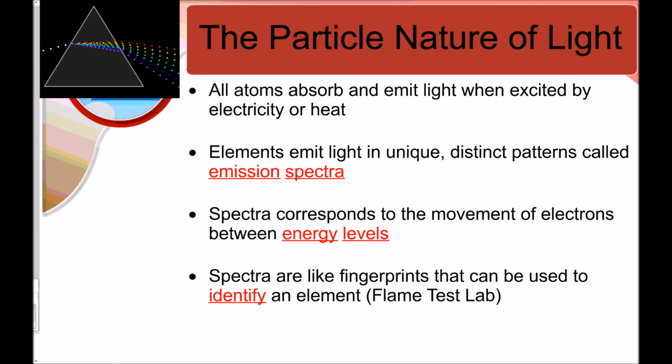All atoms absorb and emit light when excited by electricity or heat. Elements emit light in unique, distinct patterns called emission spectra. Spectra correspond to the movement of electrons between energy levels. Spectra are like the fingerprints that can be used to identify an element, like in a flame test, which we will be doing in the next class period.